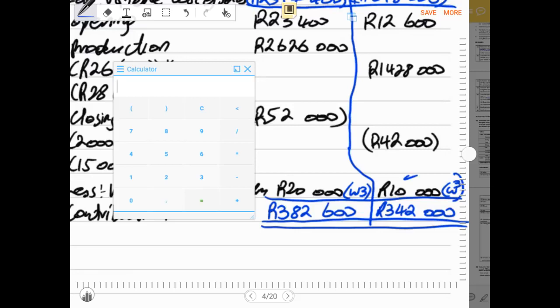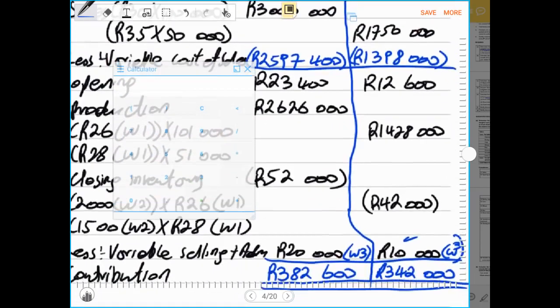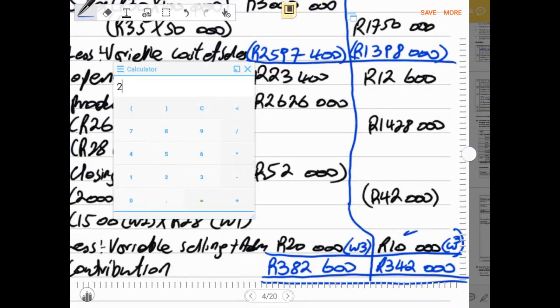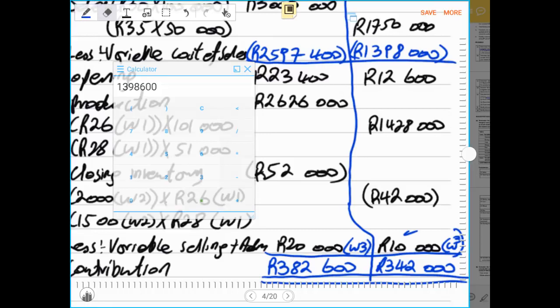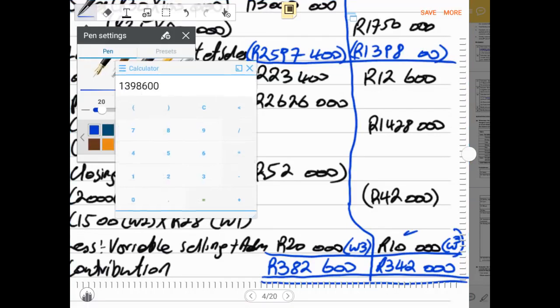So now I have clearly stated everything, so I just want to reaffirm the calculations of this. We had 28 times by 51,000, 1,428,000 plus 12,600 minus 42,000, 1,398,600. I could identify that there is just one figure that I missed.